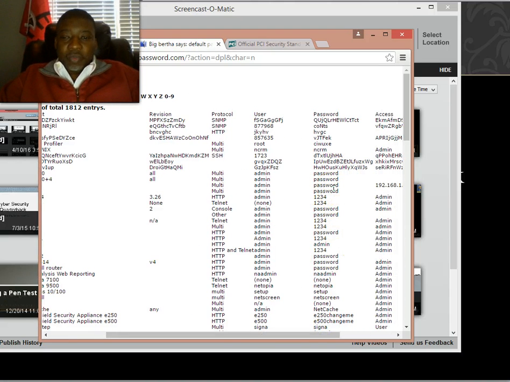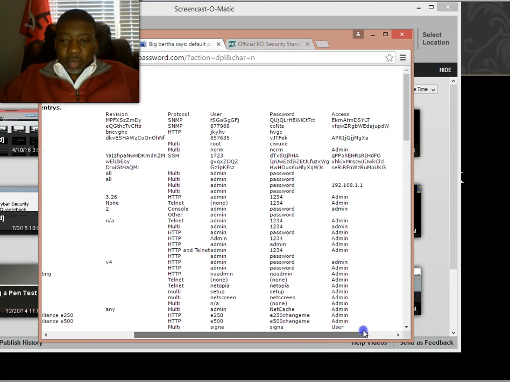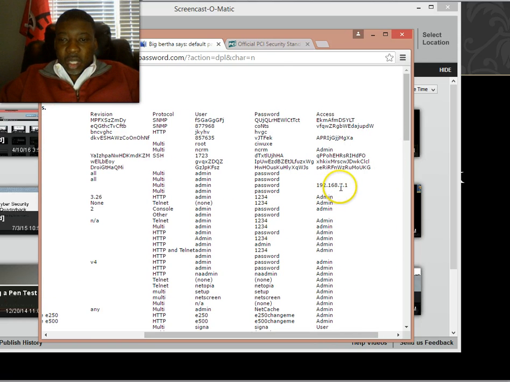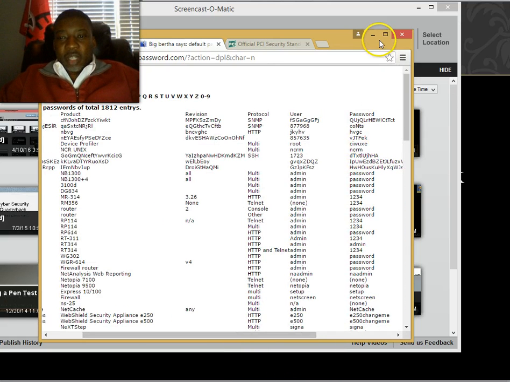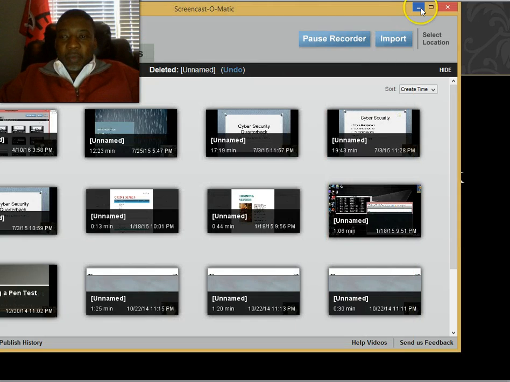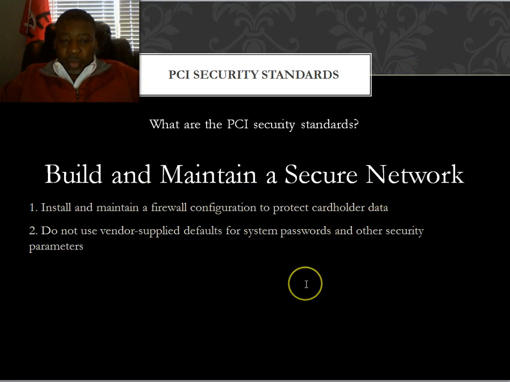That's the default. And if you want to know the address, 192.168.1.1, that's what it would be on the internal network. So you want to make sure you change your default passwords. Right? So that's just an example.